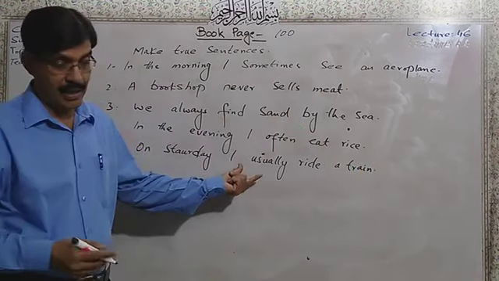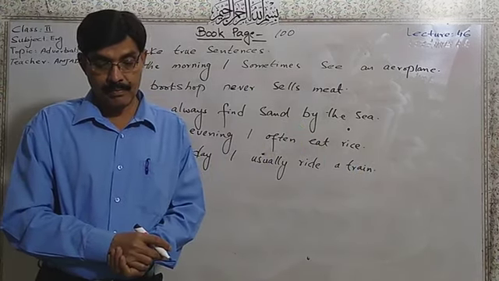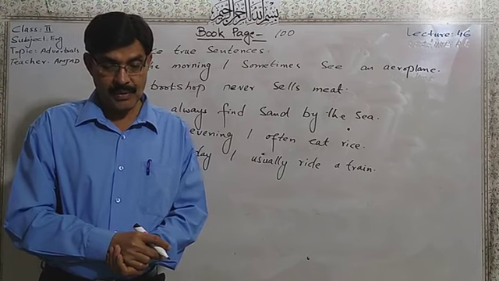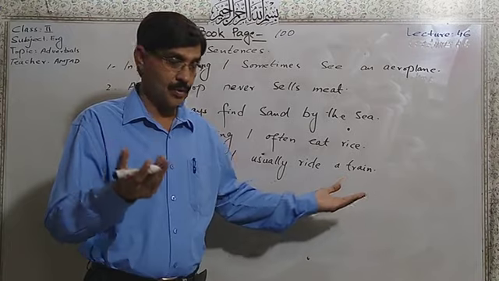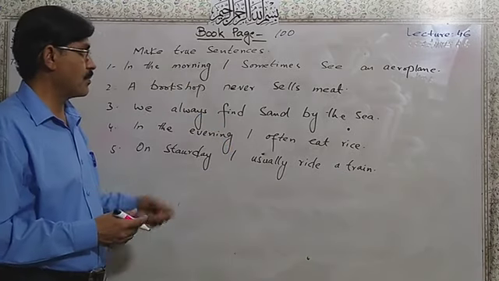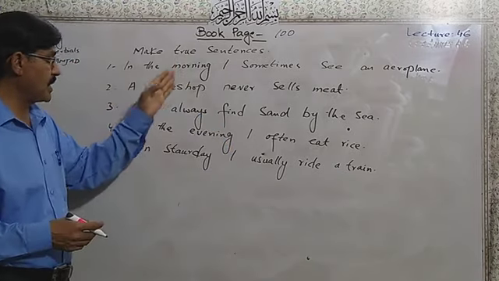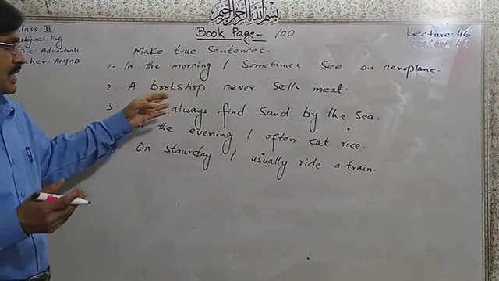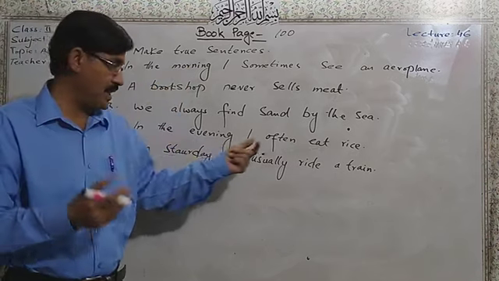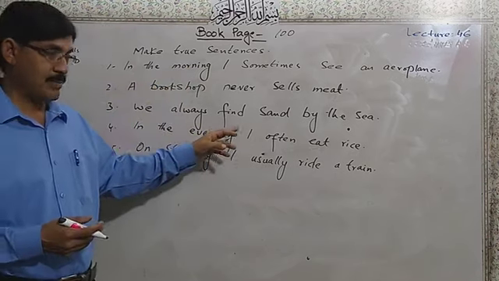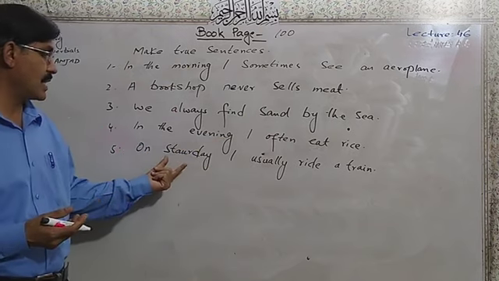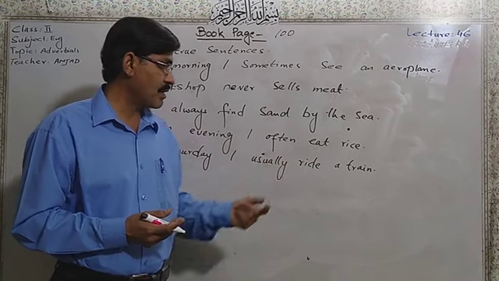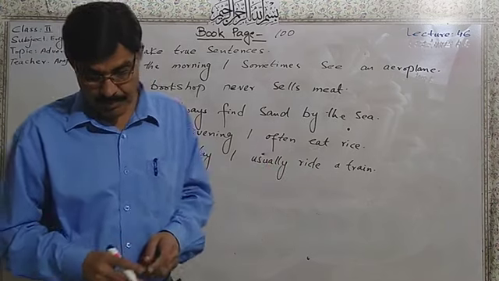You can write here, I sometimes write on a train like this one. I usually ride a train in common, okay, on Saturday. Make true sentences. In the morning, I sometimes see an aeroplane. Our bookshop never sells meat. We always find sand by the sea. In the evening, I often eat rice, and on Saturday, I usually ride a train.